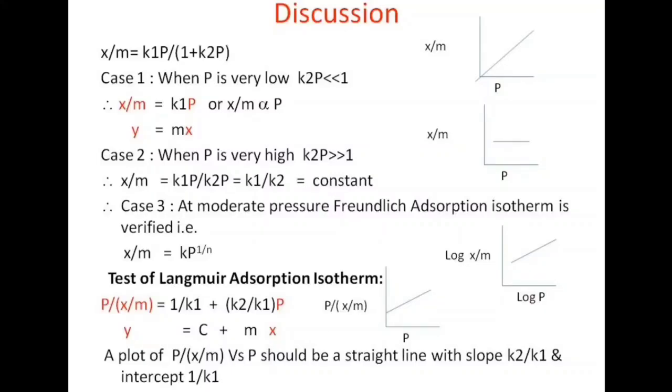Now how to validate the Langmuir adsorption isotherm? According to equation 6, P divided by x by m is equal to 1 upon K1 plus K2 upon K1 into P, which is similar to the straight line equation y equals c plus mx. That means if I plot a graph between P divided by x by m versus P, we get a straight line with slope K2 upon K1 and intercept 1 upon K1.